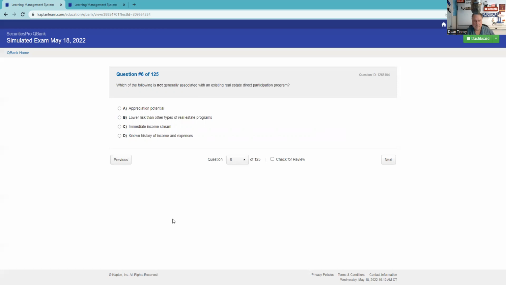And it has lower risk certainly than raw land. Appreciation potential, you're going to get some, but if you wanted appreciation potential, you'd go for raw land. So the answer is A, by process of elimination.